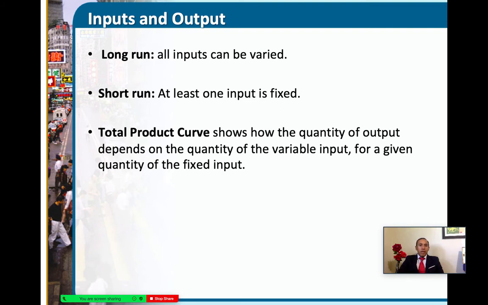that shows how the quantity of an output, any output produced, depends on the quantity of a variable input, like labor, for a specific quantity of fixed inputs. So the total production curve is the relationship between the quantity of output that is produced depending on the variable inputs for any given quantity of fixed inputs or even any given fixed resources.